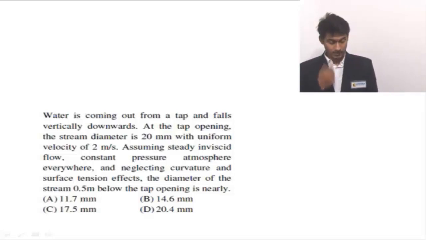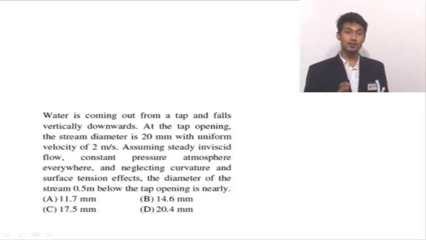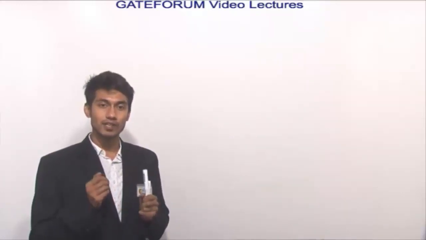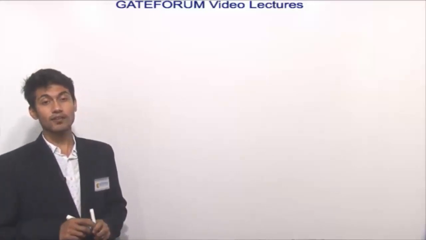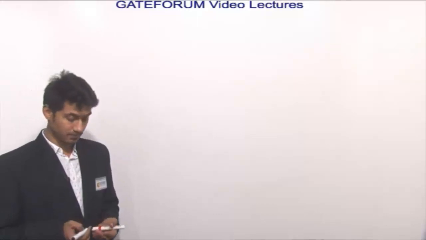Now, the good news about this question is you are given all these assumptions you already wanted. So flow is inviscid, it is constant pressure everywhere, you need to neglect curvature and surface tension effects, and it is a very simple, basic question. The options are A 11.7 mm, B 14.6 mm, C 17.5 mm and D 20.4 mm.